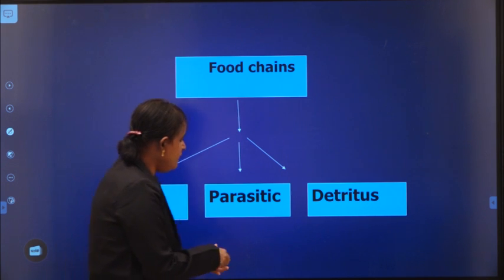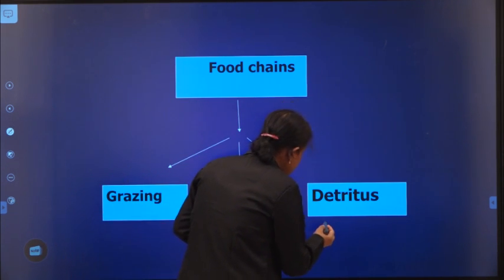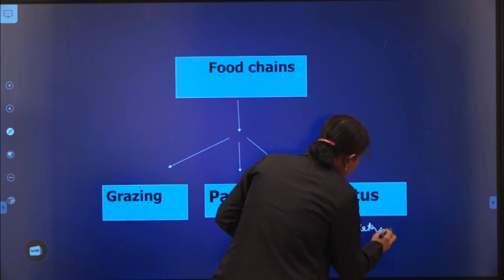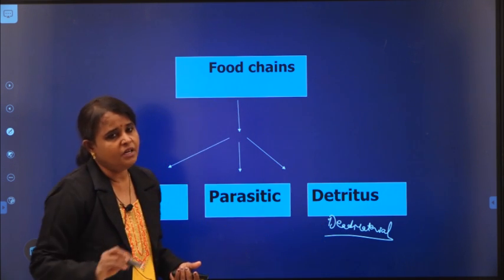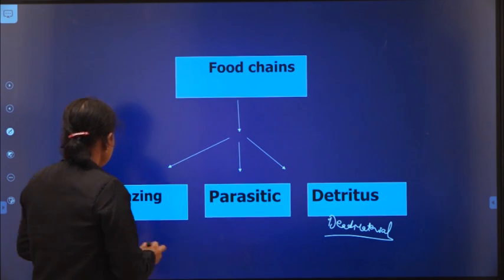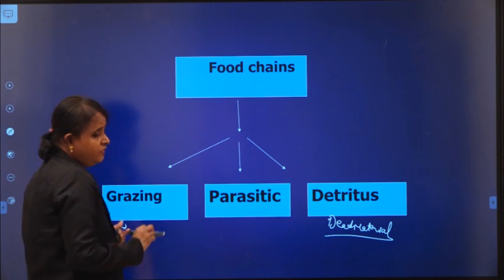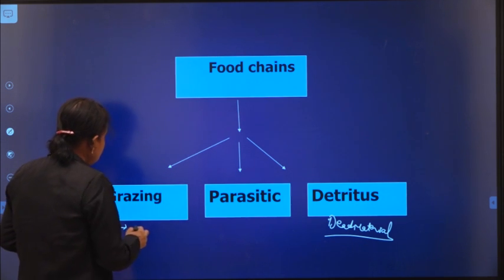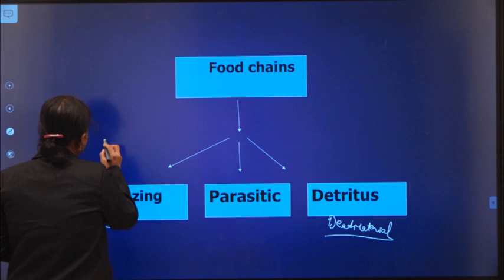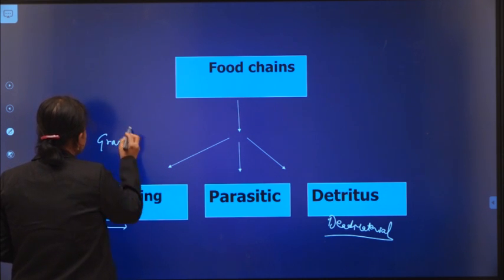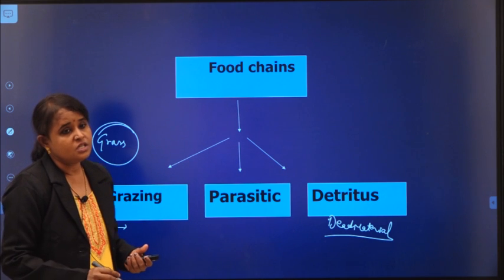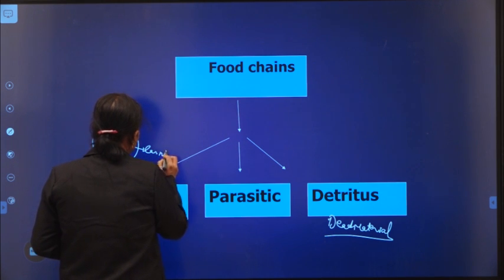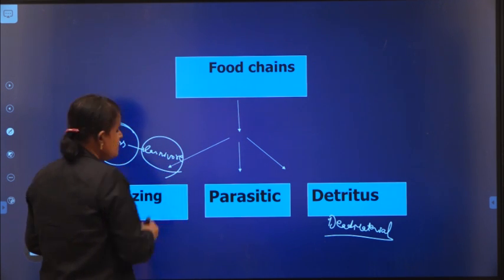Please remember, in the first class I told you detritus means dead material, maybe plant material or animal material, whatever, dead material. Grazing food chain, I will give examples and tell you what it is. Grazing food chain means the food chain which starts with green plants, for example grass. We can also say producers. If the food chain starts with a producer and ends with a carnivore, you can give any example, then it becomes a grazing food chain.